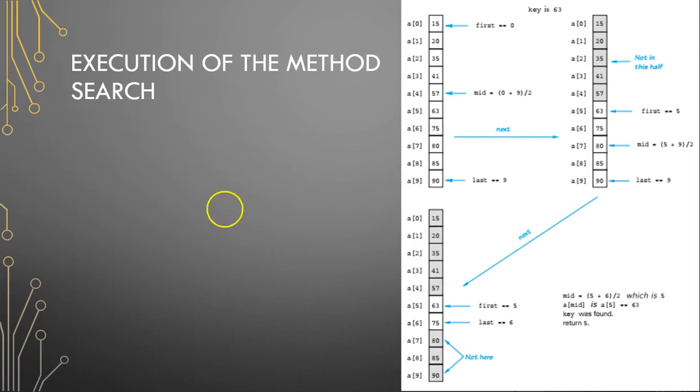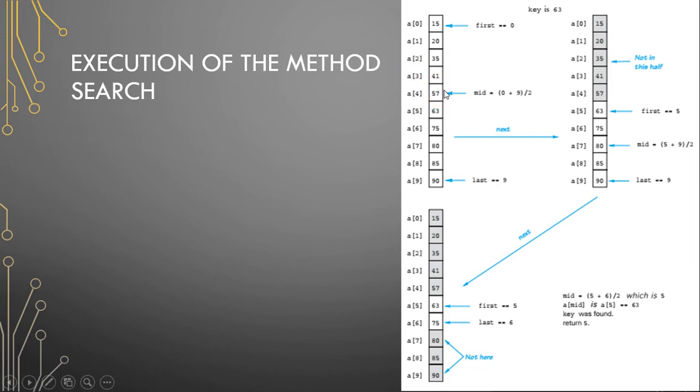So here's our execution of the method search. In here we have the key is 63. You'll notice that here's first, here's last. We have numbers 15 to 90. So the midpoint right here would show up as A of 4, because it's going to count the indices 0 through 9. Well, half of that would technically be 5, so that'd be A of 4, because remember that the array started at 0. So it's still going to look right here. This is my halfway point.